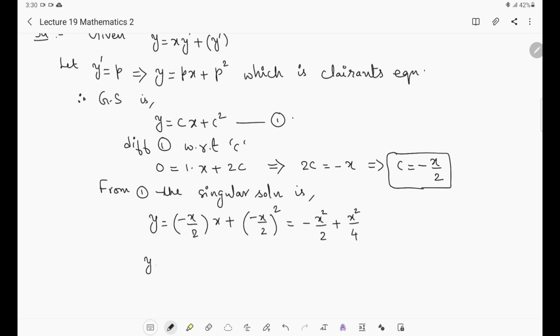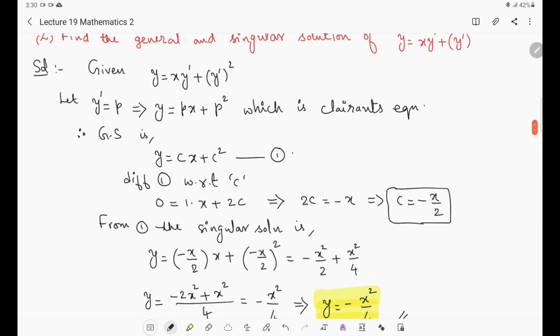Take the LCM. Therefore y equals, I am getting minus x square by 2 and here x square by 4. So the LCM will be 4, then here I will get minus 2x square and here plus x square. So what will remain here? Minus x square by 4. So the final singular solution is y equals minus x square by 4. This is the required singular solution of the given Clairaut's equation.